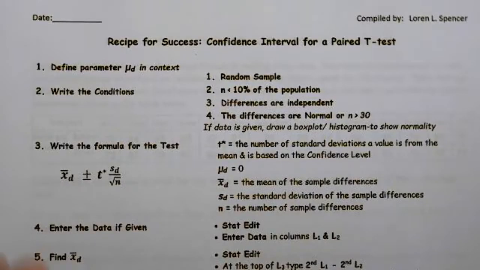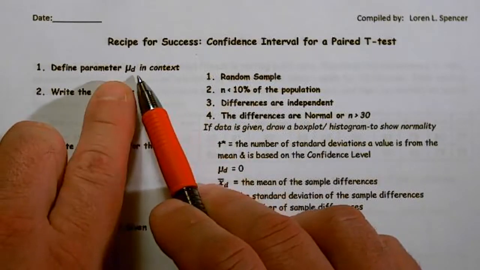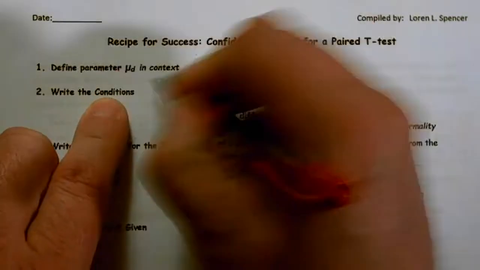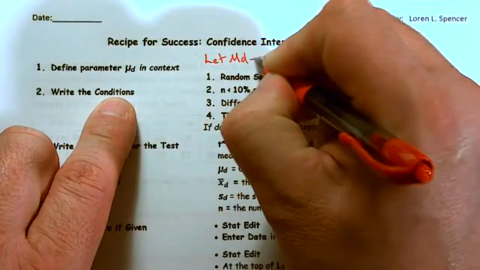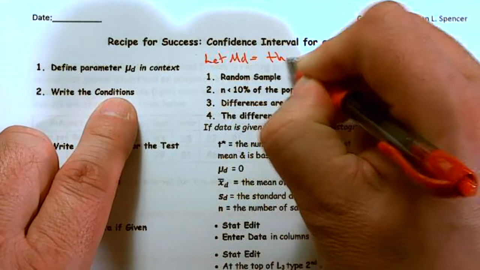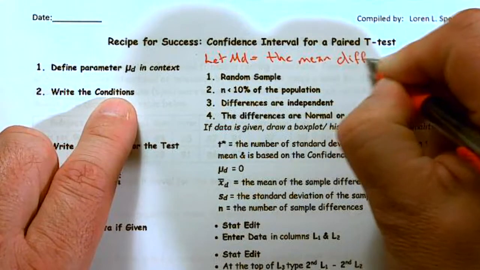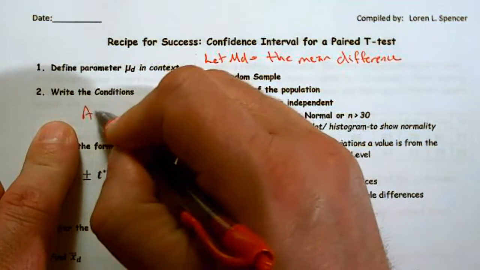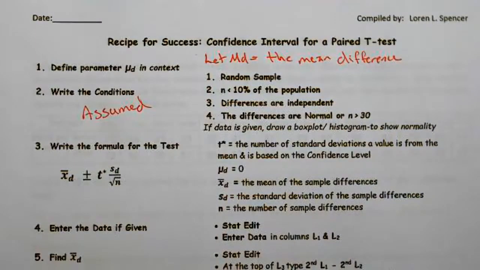Okay, this is scenario one for confidence interval. And once again, we're going to start off just like we have before. We define the parameter, but in this case, it's mu d, which is the mean difference. So we're going to say let mu d equal the mean difference. Where it says write the conditions, we're just going to continue writing assumed. Don't have to worry about it.